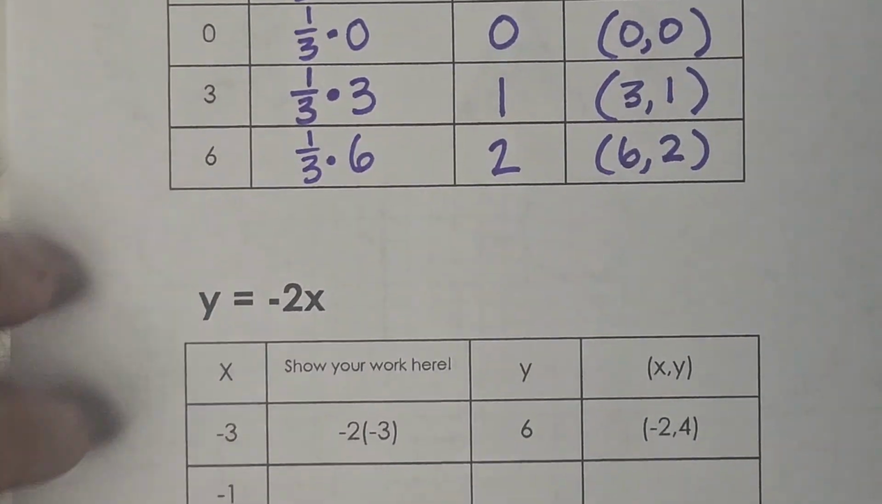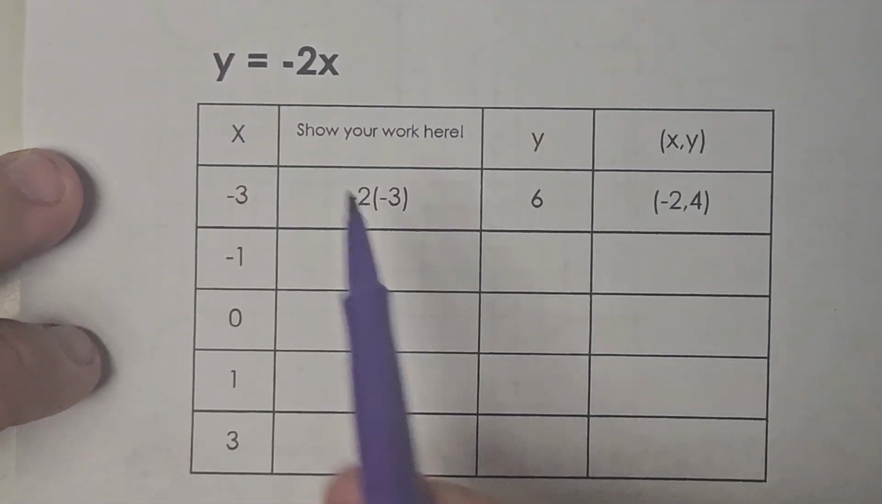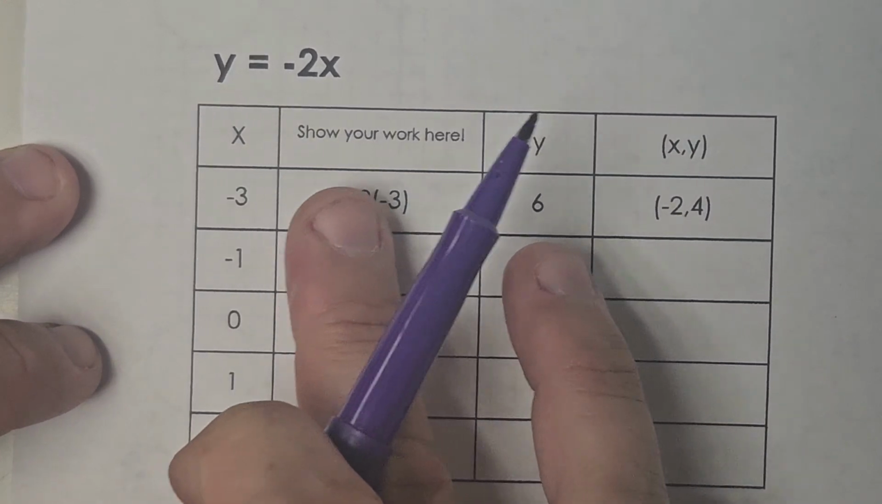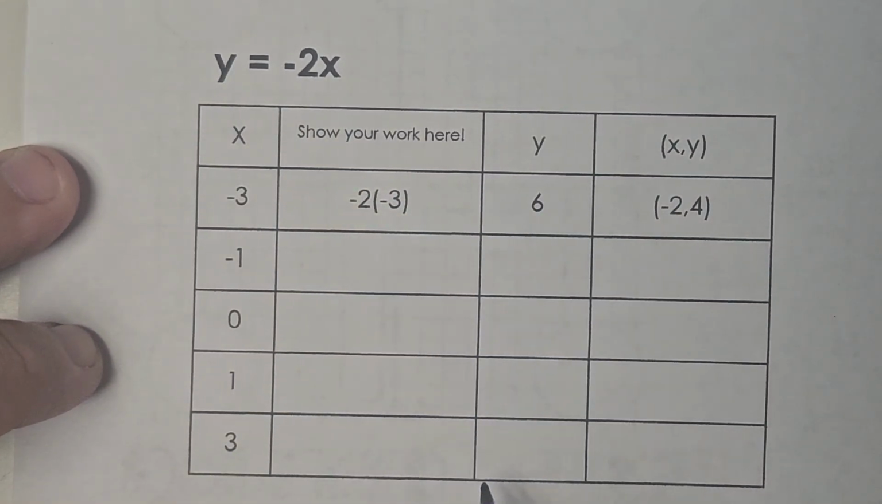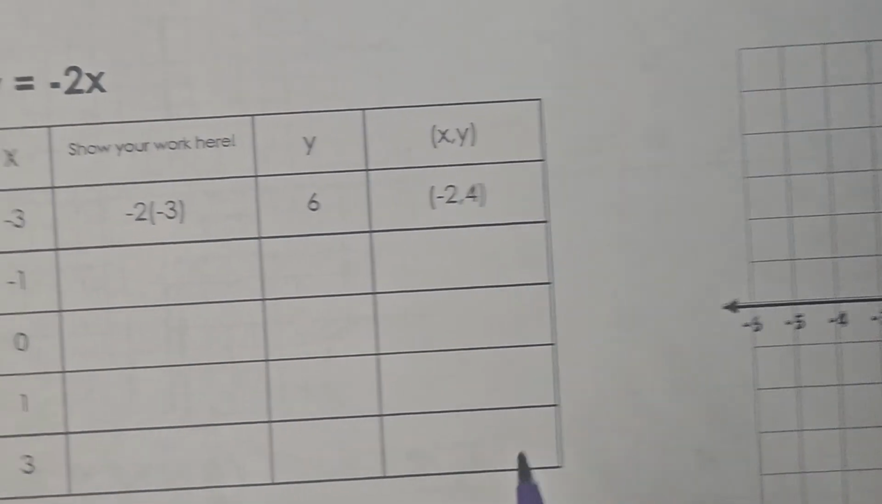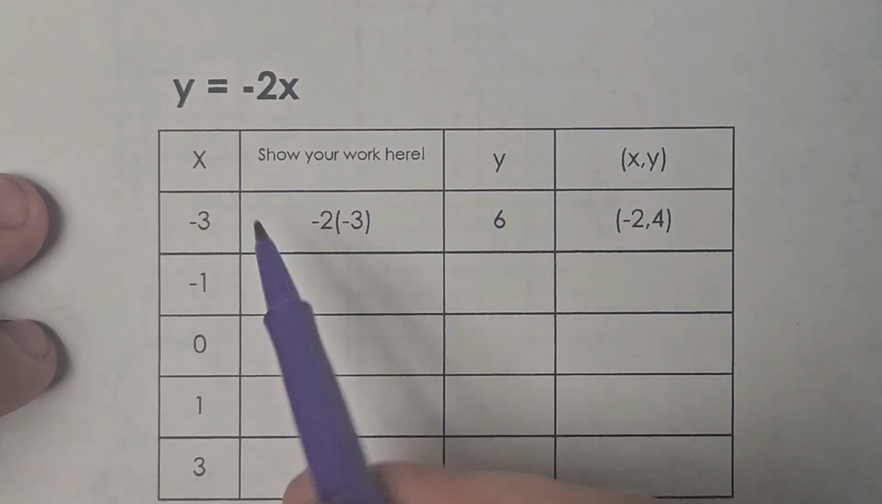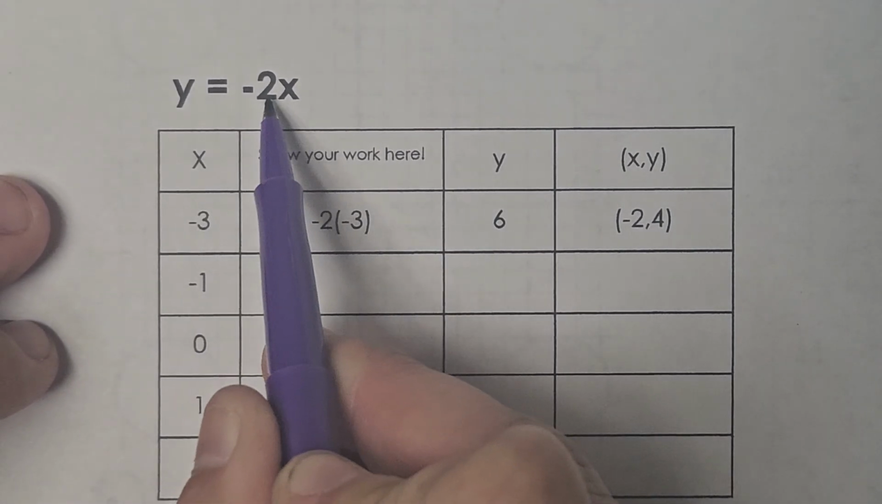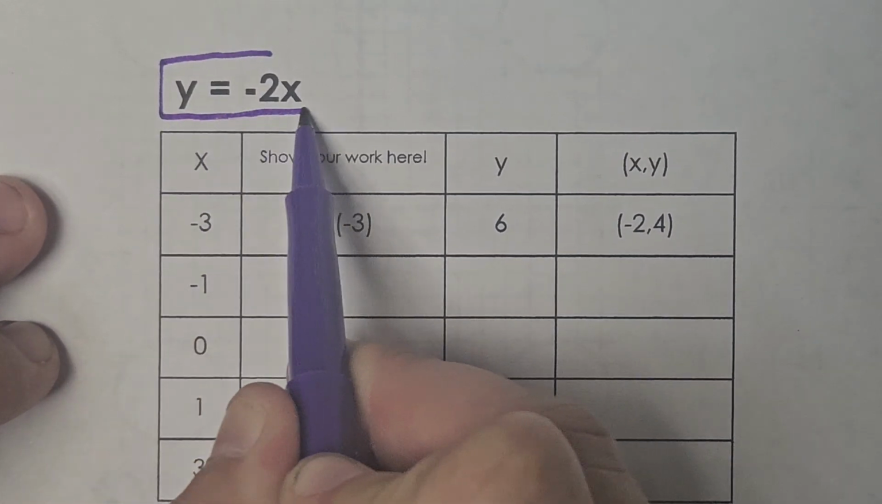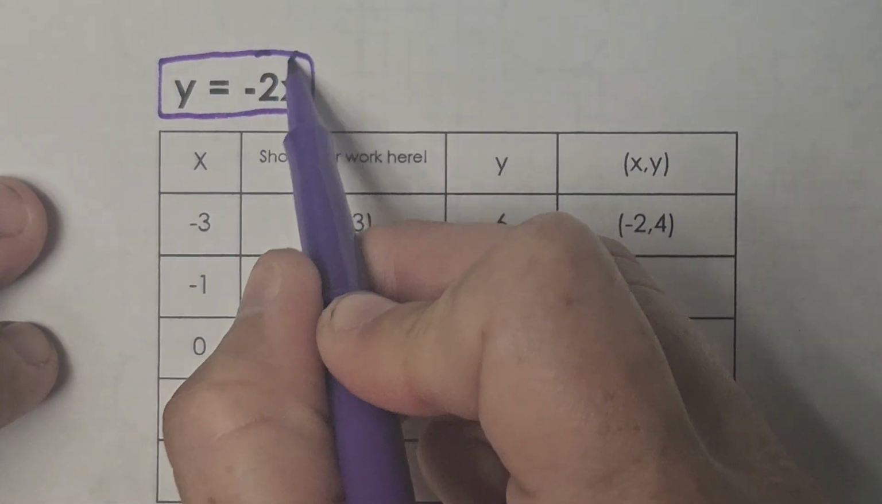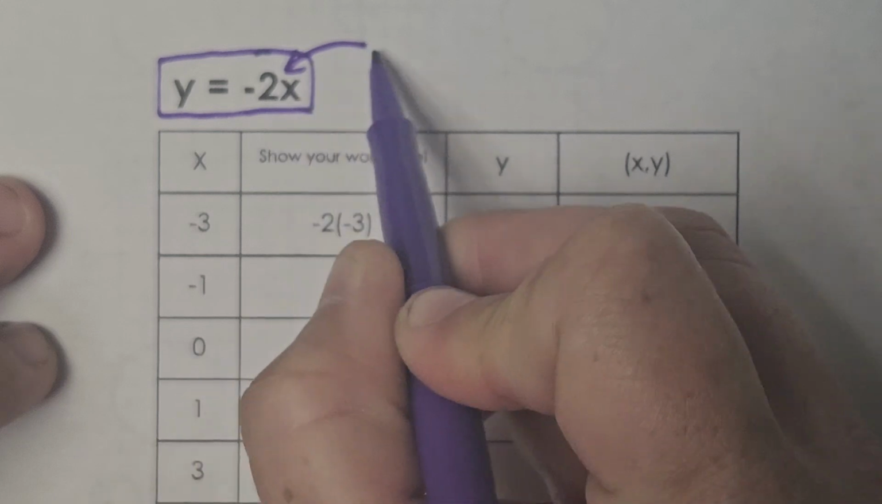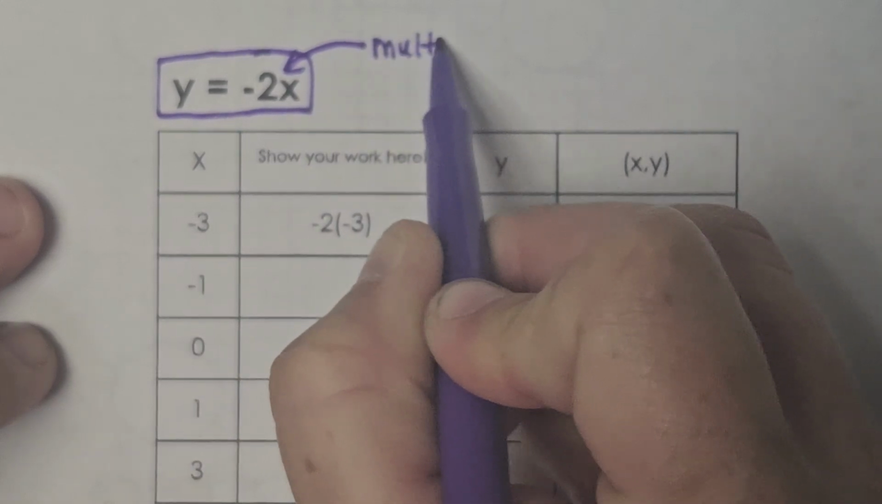The next one is the same idea, it just has a different equation. So same table outline, we have some different numbers for our x value, and then we also have the same graph that we're going to plot. So the first one's done for us. My equation is y equals -2x. So remember that whenever I have a number and a letter next to each other, that means that they are being multiplied together.